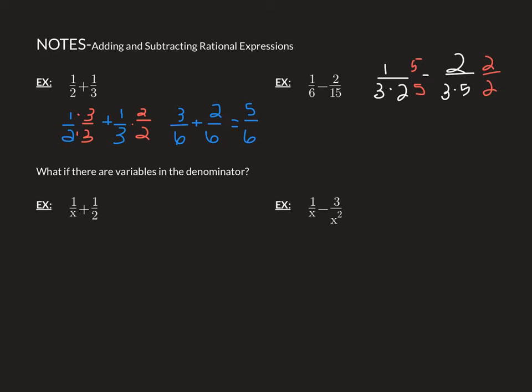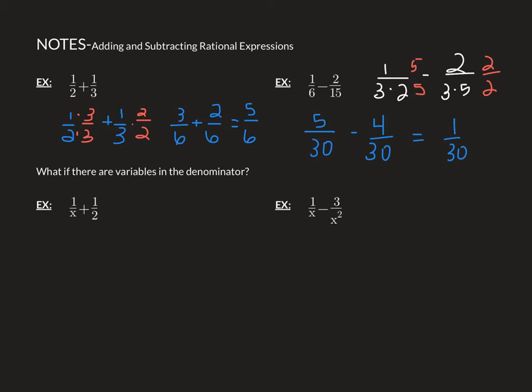Why? Well, because then my common denominator will be 3 times 2 times 5 on both of them, or 30. Okay, so if I look at this, I would get 5 over 30 minus 4 over 30. And when I combine these two, I get 1/30. Okay, does that feel pretty straightforward?